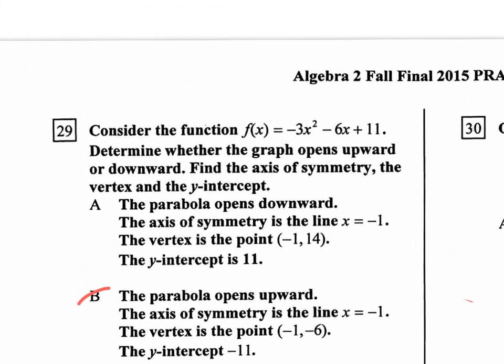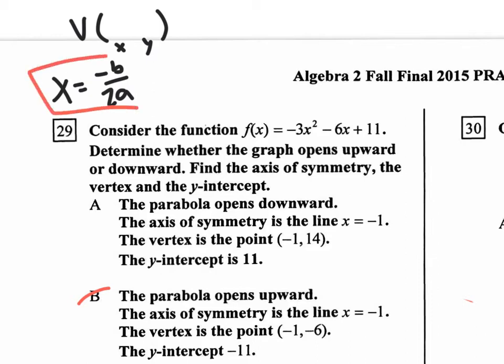Well, we should all know from the word wall that the vertex is a coordinate, an x value and a y value, but the x value comes from the formula negative b over 2 times a. That's how to find the vertex x value. Not only that, this same formula will also provide you with the axis of symmetry, because we know that the axis of symmetry is the x value of the vertex. So let's figure this out.